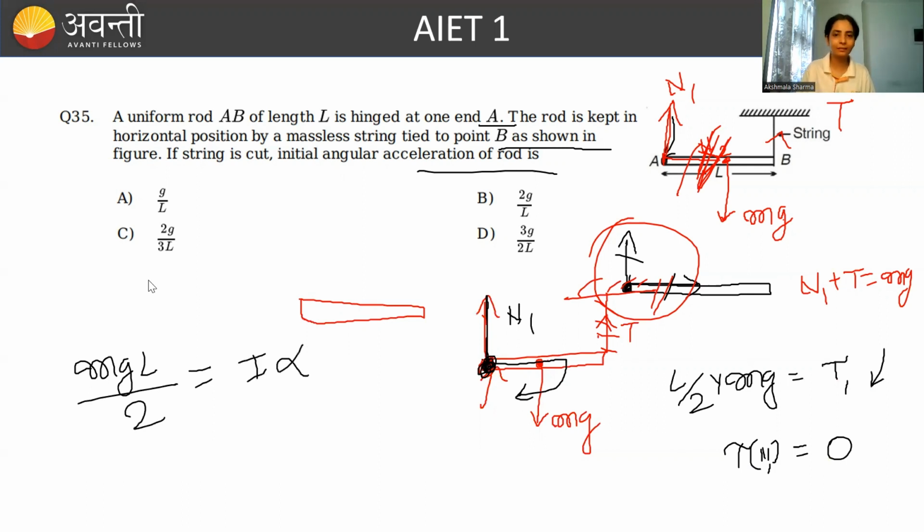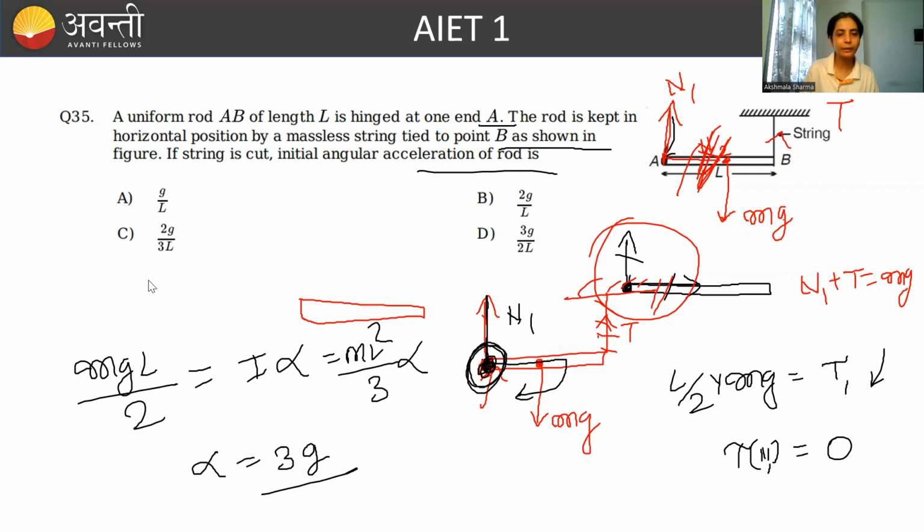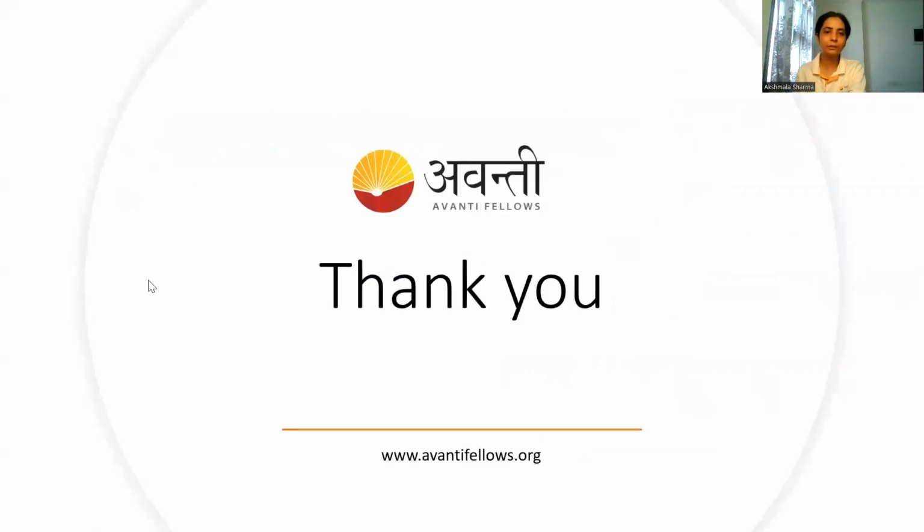So this rod will rotate around point A, and around point A moment of inertia क्या होगा? m l square by 3, alpha. Now you can calculate alpha very easily. Alpha will be nothing but 3g by 2L. ठीक है. So our correct answer will be which one?